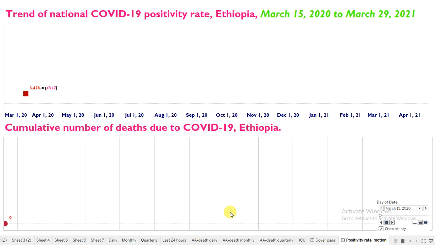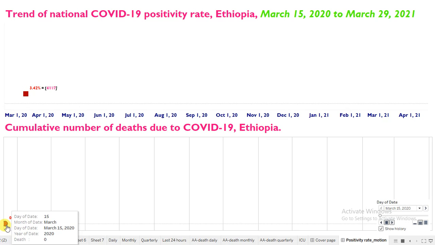Okay, so let me try to show you the pattern of COVID-19 in Ethiopia. Two indicators. One is the positivity rate, which is measured as the ratio of new cases identified divided by the total number of tests conducted in the last 24 hours. If you see here, on March 15, a total of 117 cases were tested in the last 24 hours, and 4 of them were found to be positive. So the positivity rate is 3.4%.